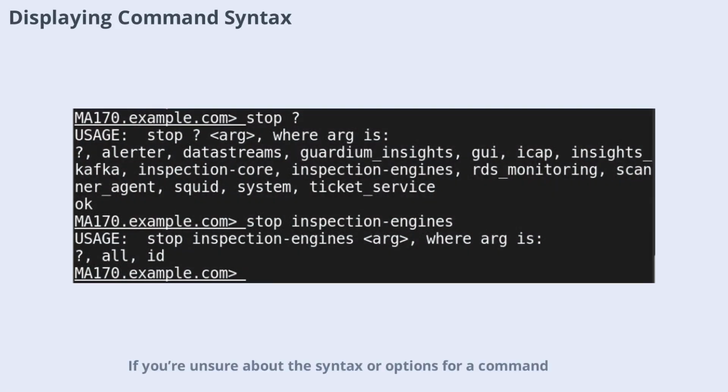If you're unsure about the syntax or options for a command, simply enter a question mark after the command word. For example, stop ? will display all available options for the stop command. Alternatively, entering the first word or words of a command will show all possible arguments. This built-in help system makes it easy to learn and use new commands.